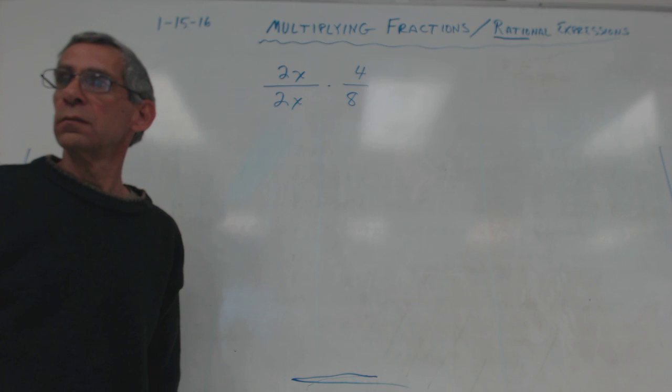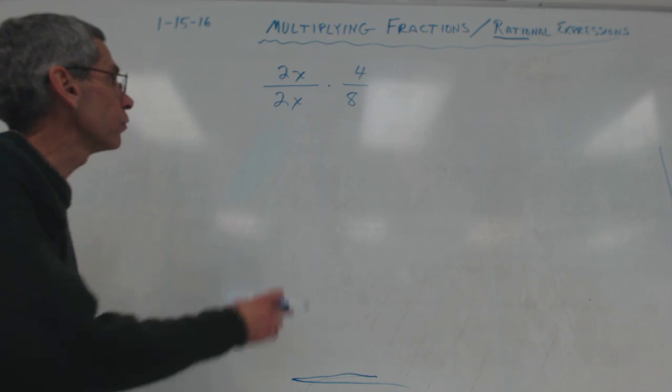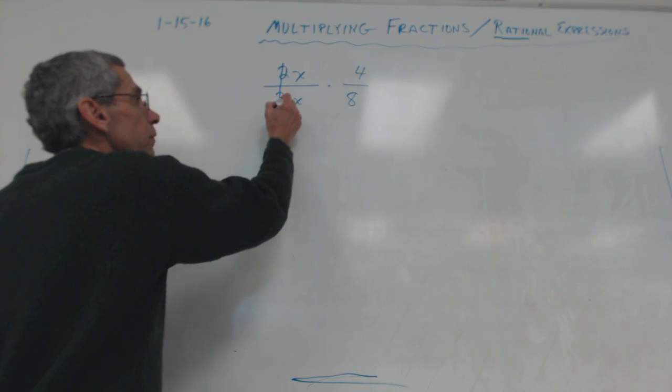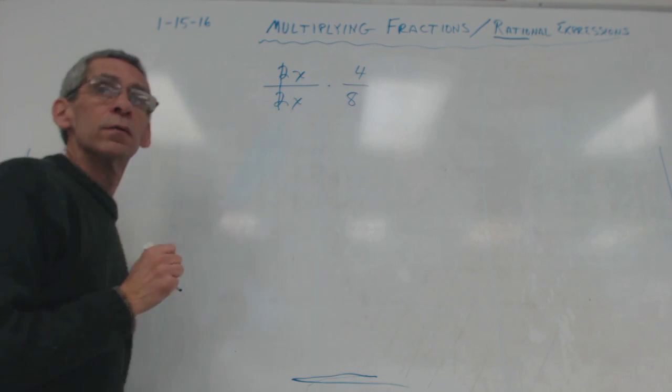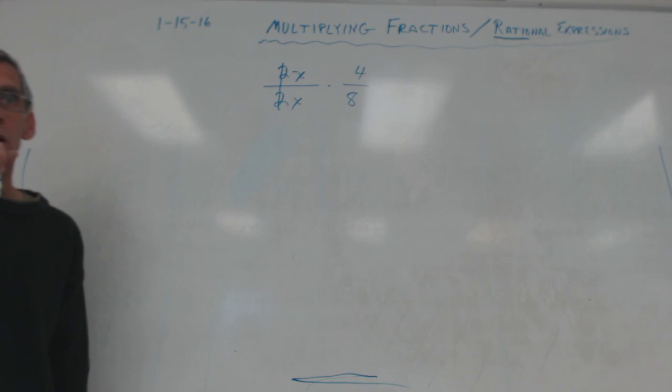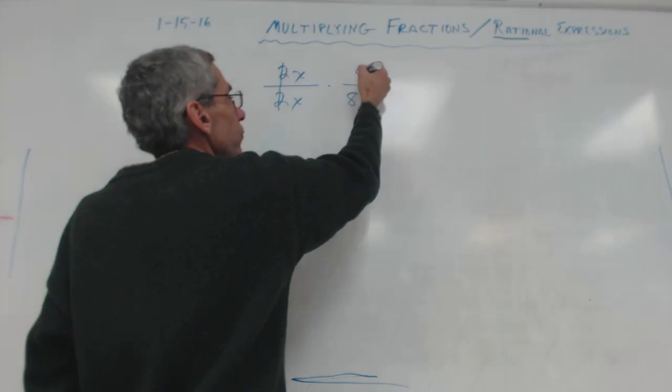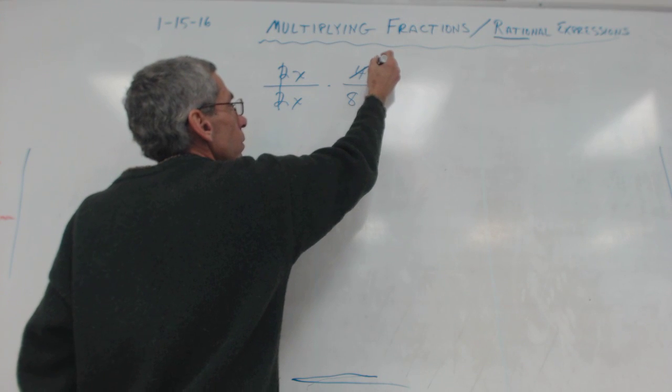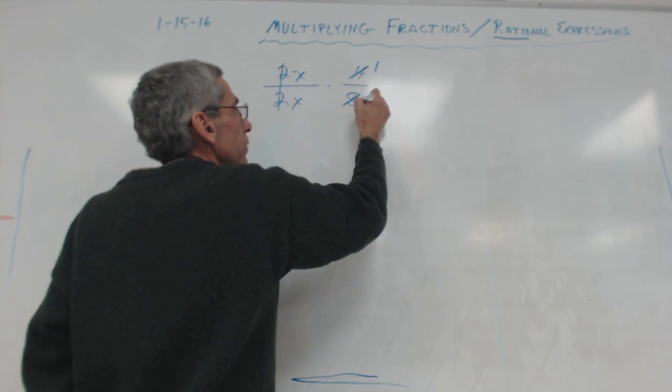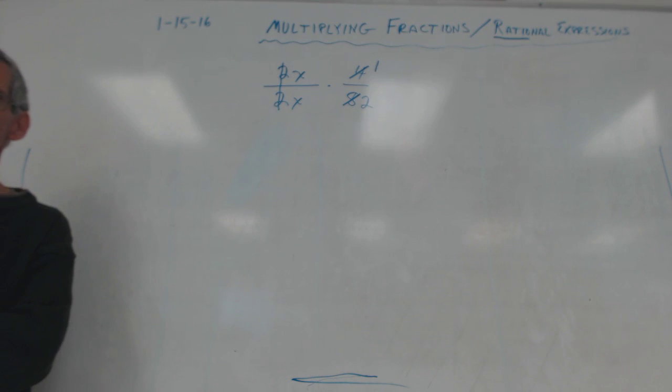You can do 2 over 2. The 2 over 2 is 1, right? So I can cross those out. Now what can I do? 4 can go into 8, so it's half. Well, would it be 4? 4 goes into 4 once, 4 goes into 8 twice, right? And what would it be, 1x?